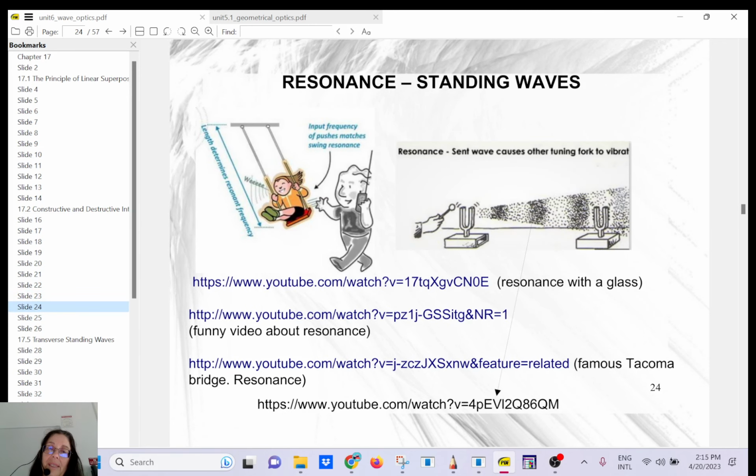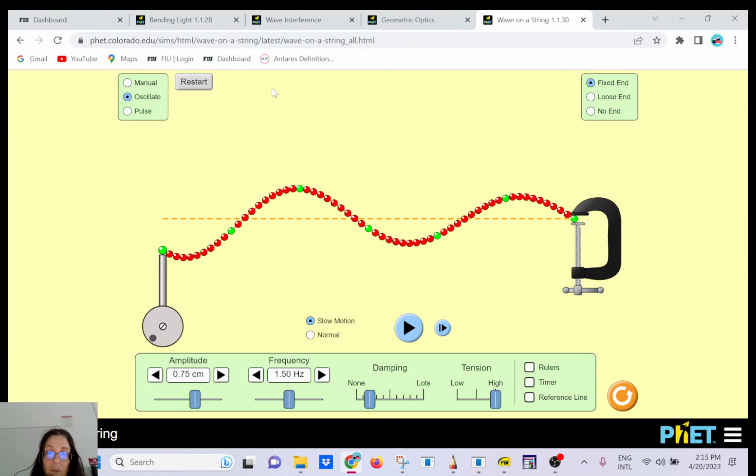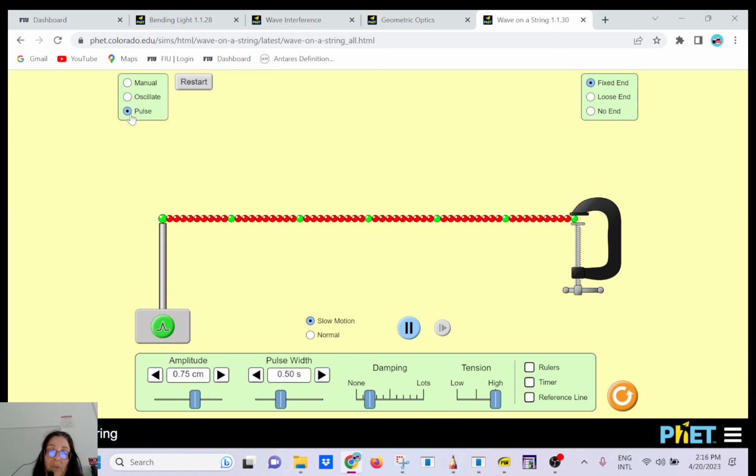Okay, and then standing waves. I want to talk about standing waves because it's about music. I showed you that before, so let's go back to here and make it slow. What's going to happen when I oscillate, let's make a pulse to see what's happening. You see, it's going to move, it has a speed that depends on the tension, and then it's going to come back, it's going to be reflected, right?